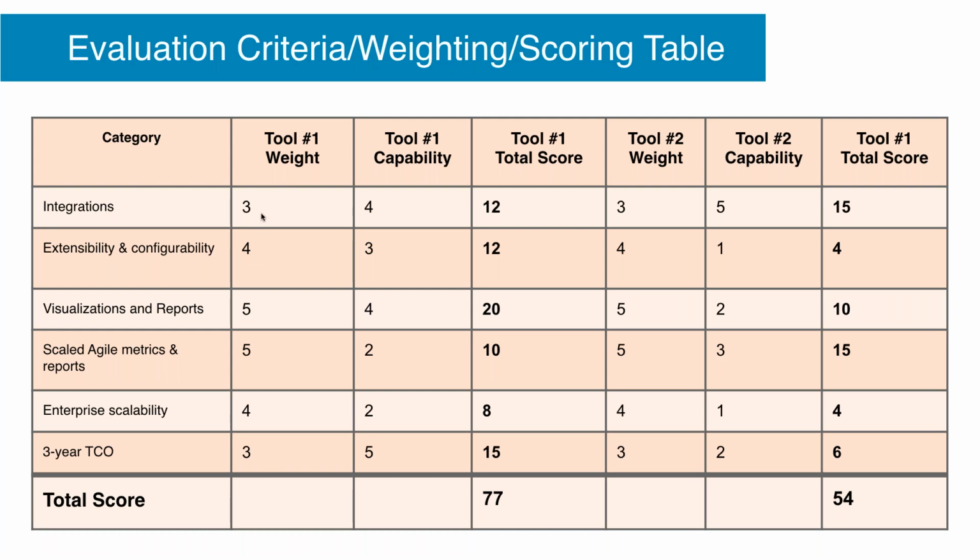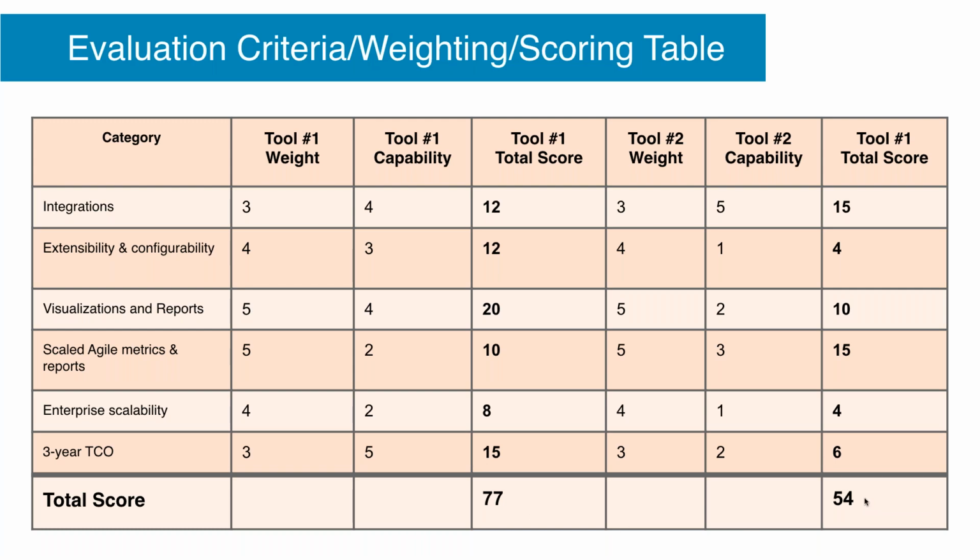I didn't rank them from top to bottom in this particular example, but you can see the most important in this organization is visualizations and reports, as well as scaled Agile metrics and reports. After that is extensibility and configurability, as well as scalability. And last is integrations and 3-year total cost of ownership. Then each of the tools are ranked. If it's a team or an individual doing the evaluation, they come up with an actual numerical ranking of how well that particular platform does there, and you multiply the weight times that tool's capability, come up with a score, and you add them all up.